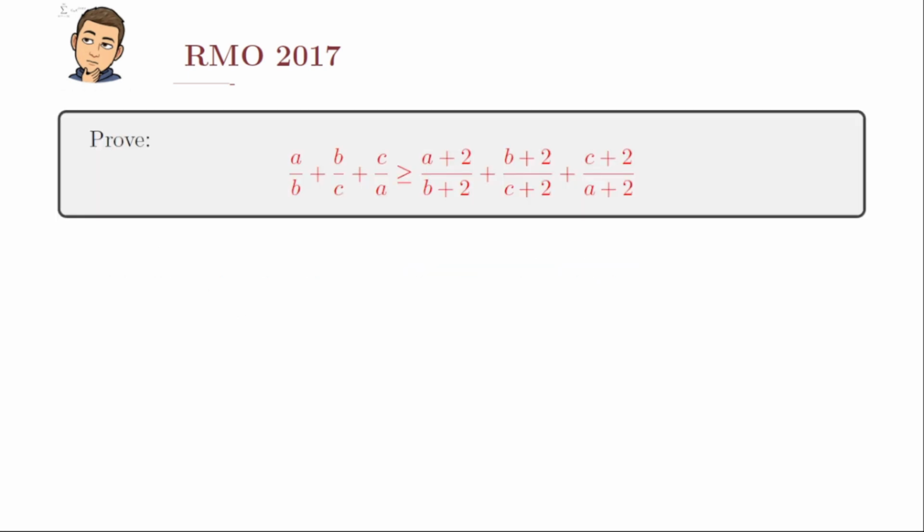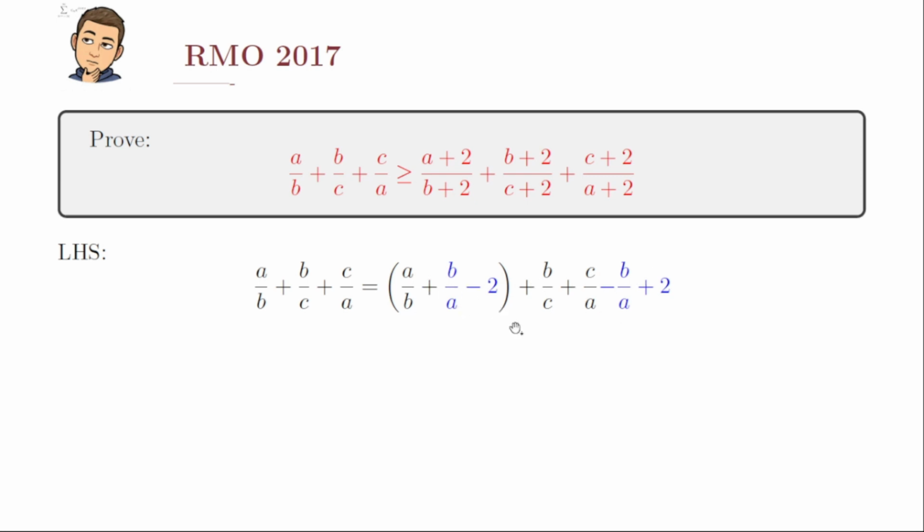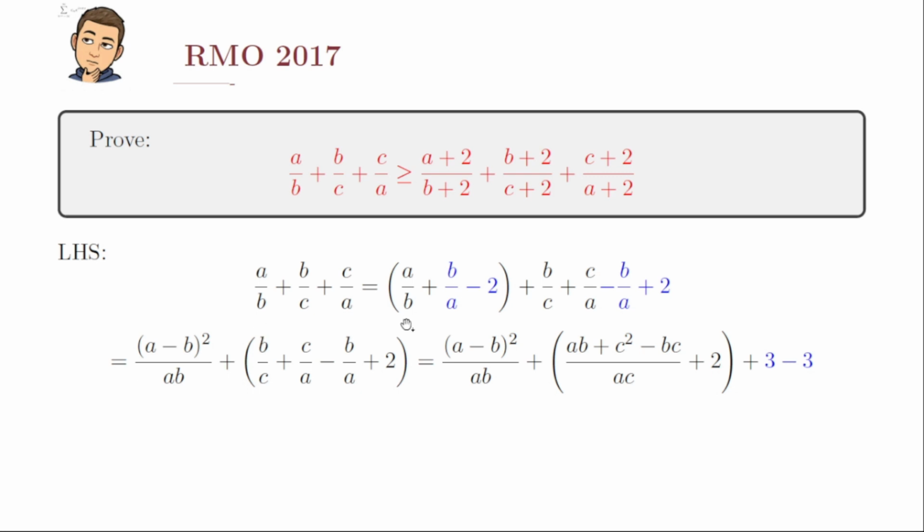Okay, so now I will write the left hand side as this. I add new terms here, b over a minus b over a, and minus 2 and then plus 2. So we can do this, right? And then I group this, a over b plus b over a minus 2. So I will get here, this one right here is a minus b squared over ab. Okay, and then the b over c plus c over a minus b over a is ab plus c squared minus bc over ac.